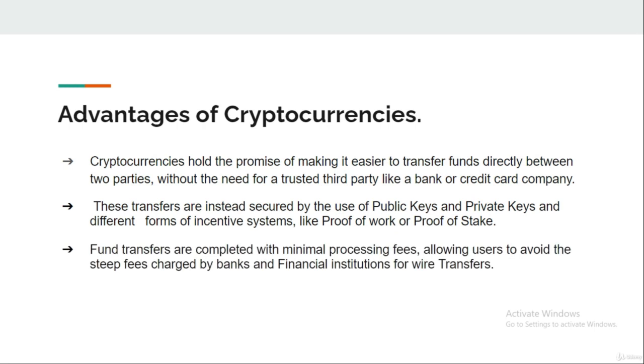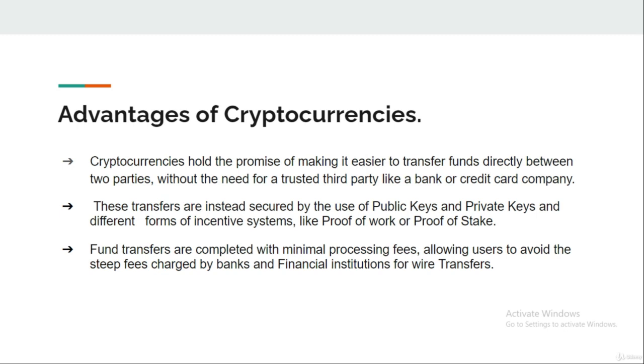Fund transfers are completed with minimal processing fees, allowing users to avoid the steep fees charged by banks and financial institutions for wire transfers. Well, as compared to the transfer fees taken by the banks or any other organizations, the transfer fee of bitcoins is very low indeed. So the transfer of bitcoins is really fast, secured, and cheap.